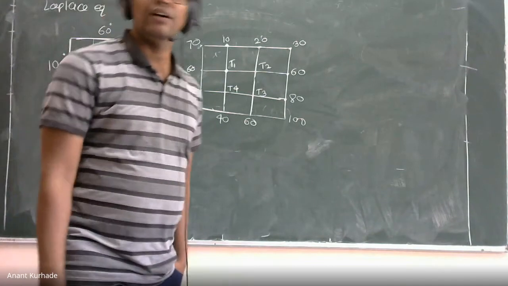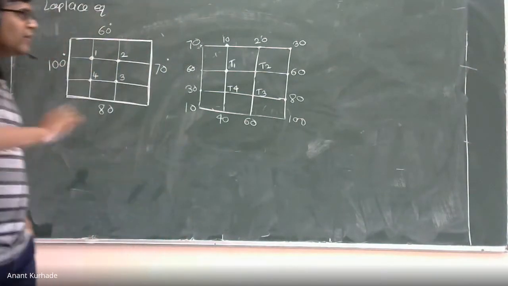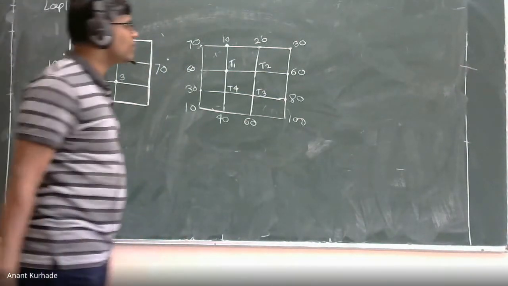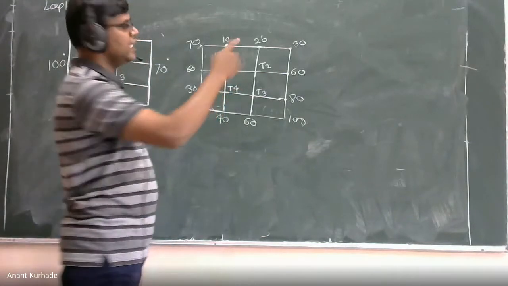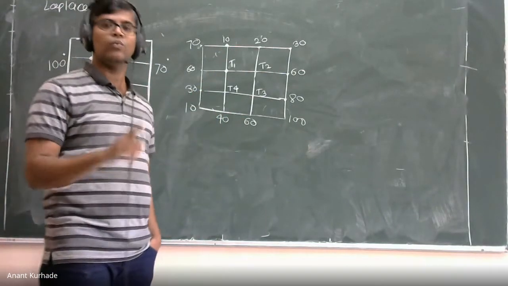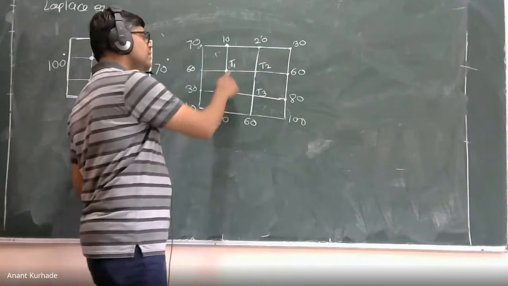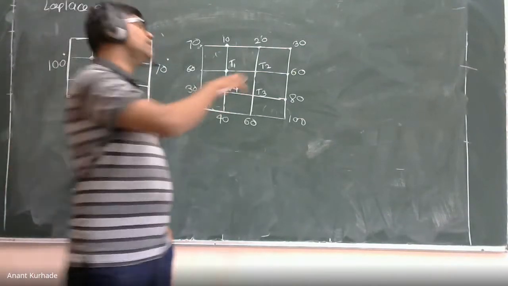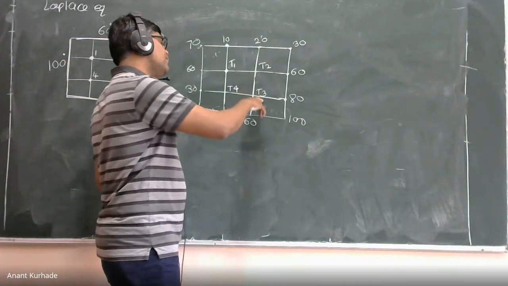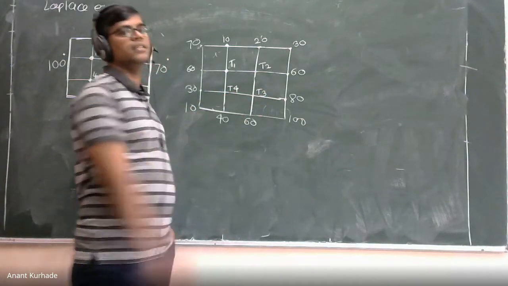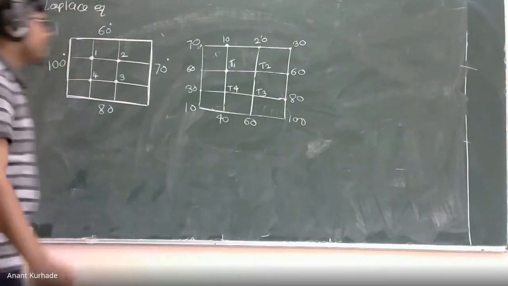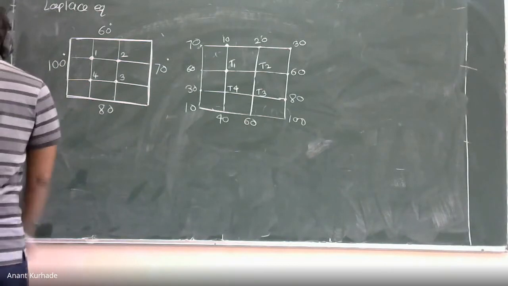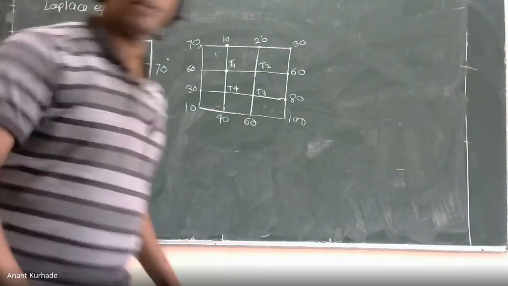Now I will tell you one single formula is required to find T1, T2, T3, T4. So I will tell you one formula for T1, and you can generate the formula for T2, T3 and T4. Now the most important part.